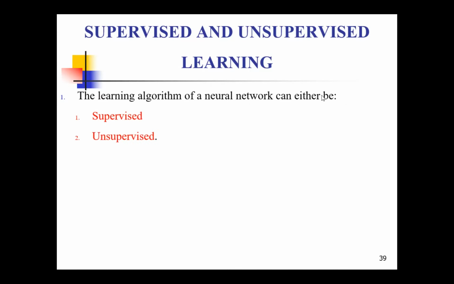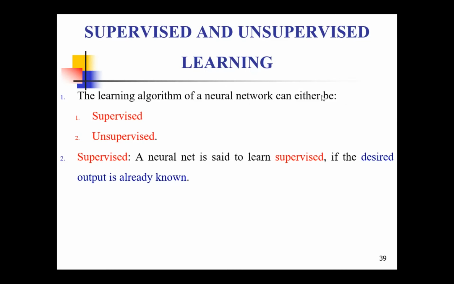Then we come across the different types of learning. One is called supervised learning and the other is unsupervised learning. The learning algorithm of the neural network that we consider normally may be supervised or unsupervised. In supervised, there will be a supervisor. In unsupervised, there will not be anyone to supervise.